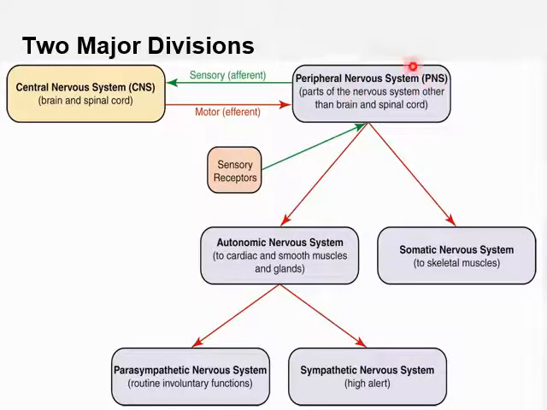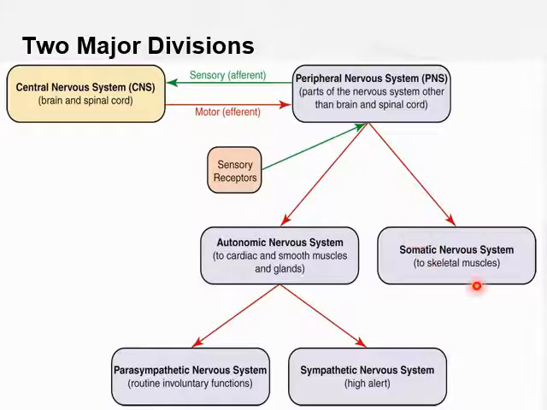The peripheral nervous system carries the sensory impulses and sends them to the central nervous system through the afferent fibers. So afferent fibers come from the peripheral to the central, and the central sends the commands or the orders along the efferent neurons to the peripheral nervous system.